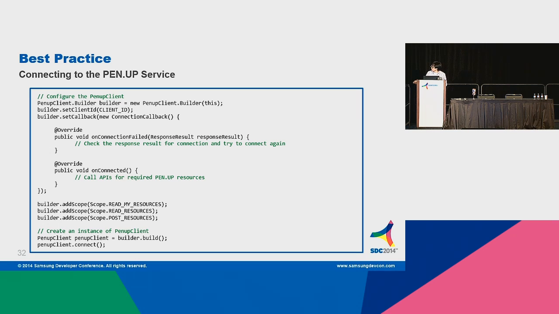After that, you can create an instance of the PEN.UP client, and then you can try to connect to the PEN.UP service by calling the Connect API. If the connection is established, then onConnected is called, and you can call APIs for required PEN.UP resources. And if the connection fails, then you should check the response result and try to connect again.